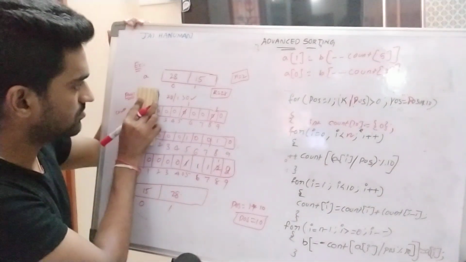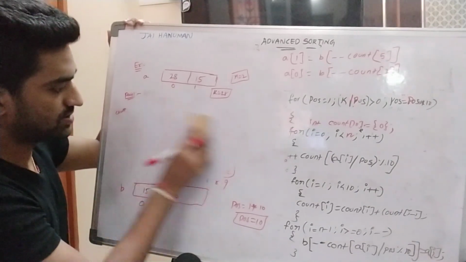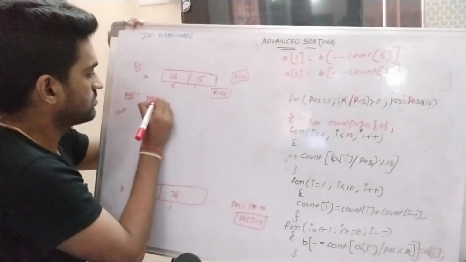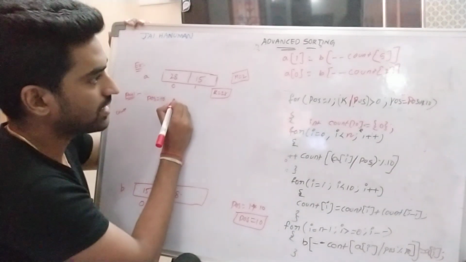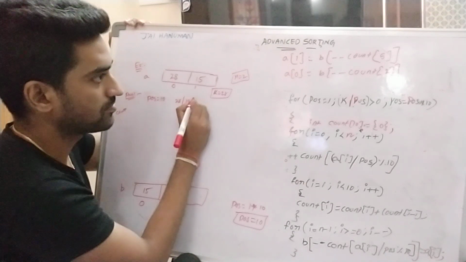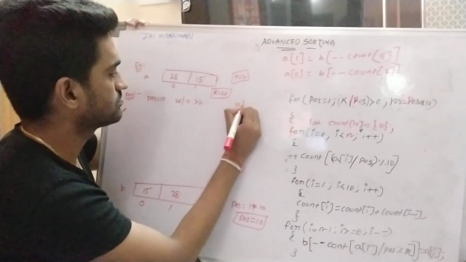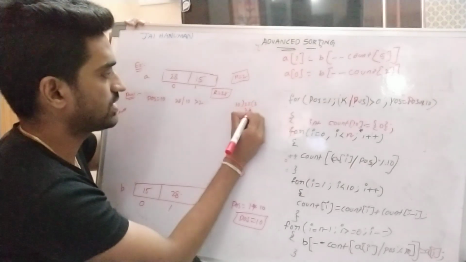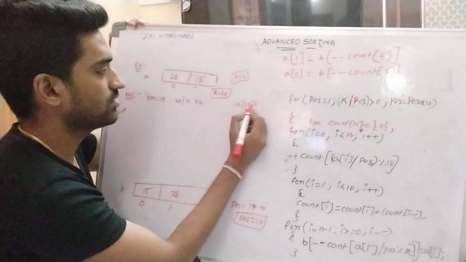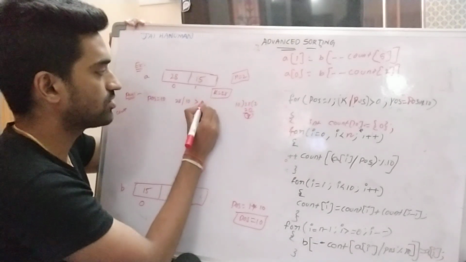Here I am updating the position. So position is equal to 10. So what is the K value? 28 by 10, so 10 twos are 20, 28 greater than 0. So 2 greater than 0, obviously true.